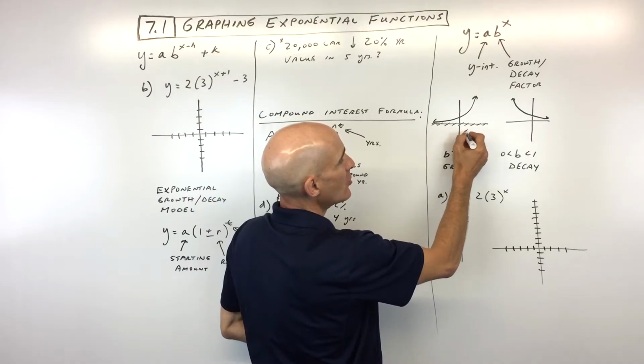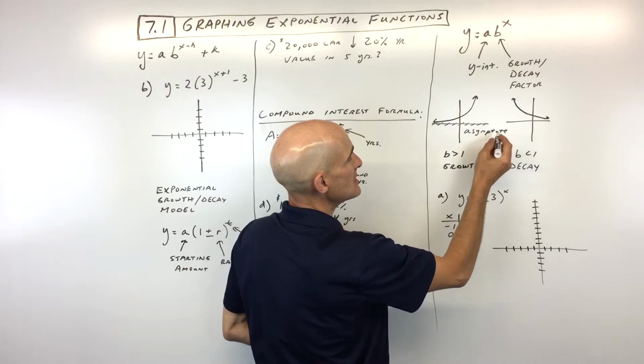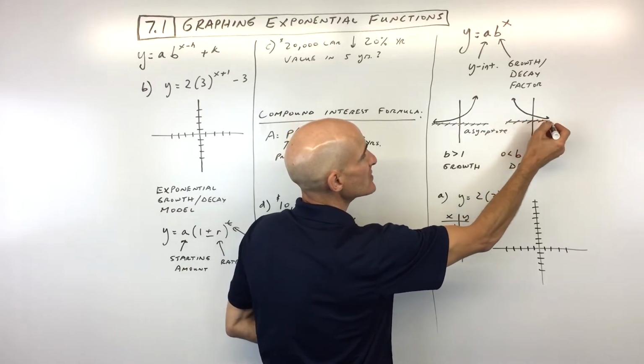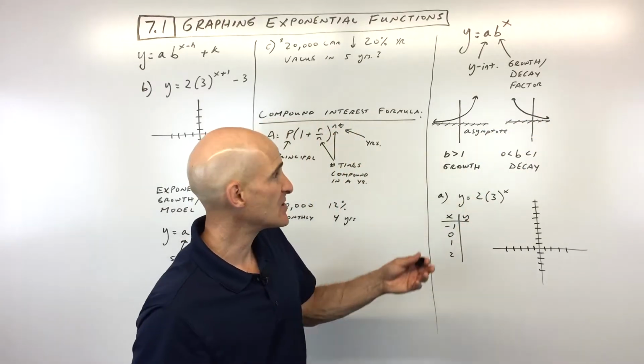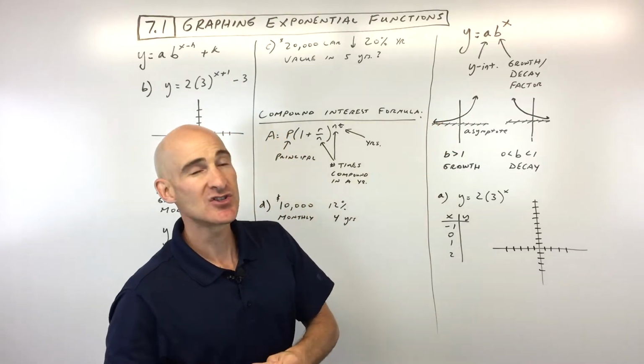This line right here is called an asymptote, A-S-Y-M-P-T-O-T-E, and it's just getting closer and closer. It doesn't touch and it doesn't cross that imaginary line. So that's the idea. So let's look at a simple example to get you started.